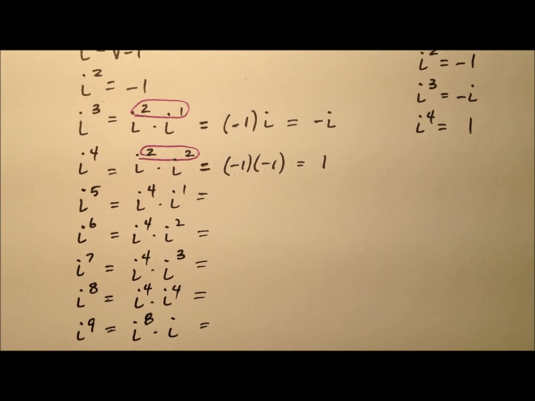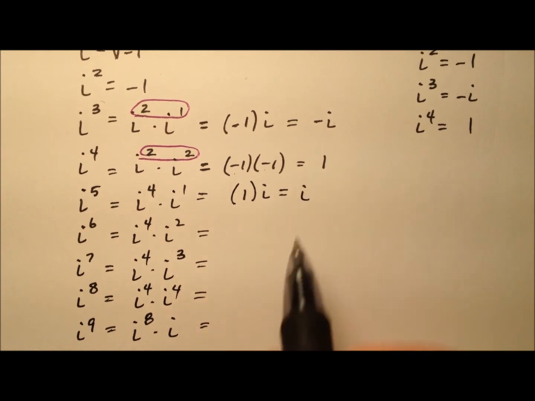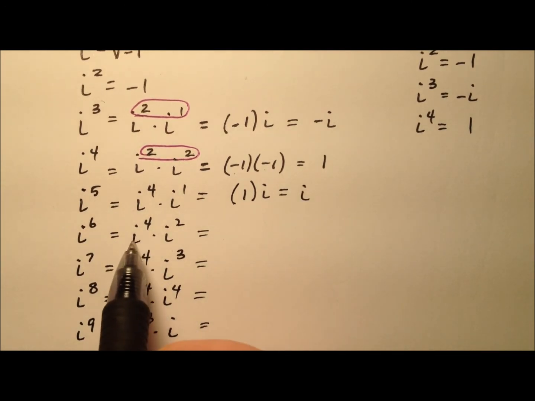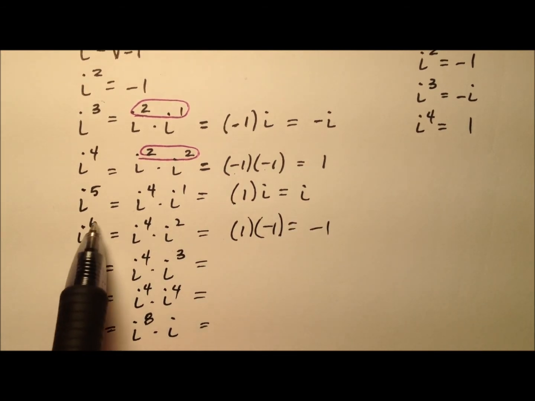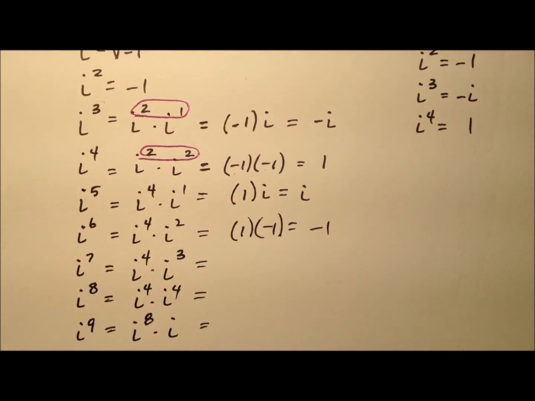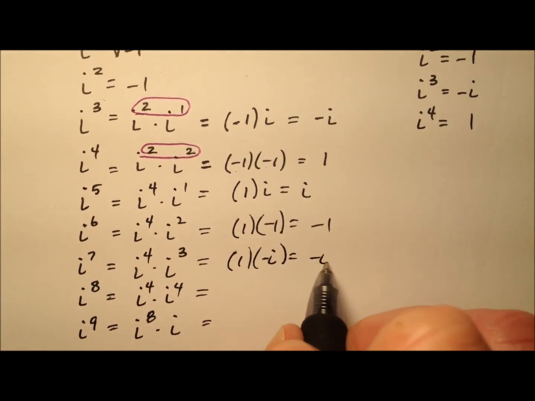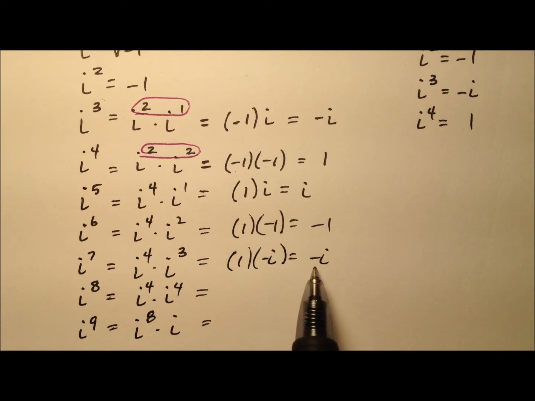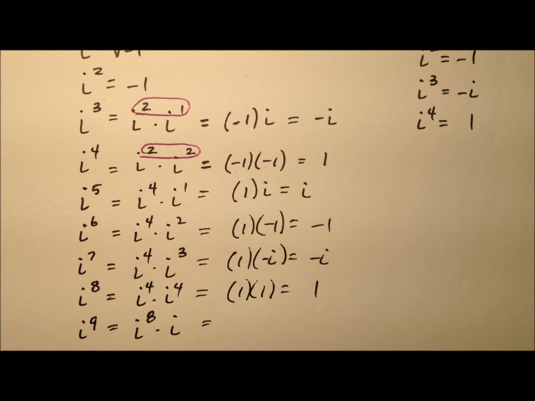And so let's see what this comes out to be. So i to the 4th is 1. So 1 times i is i. So i to the 4th is 1. i squared is -1. So i to the 6th simplifies down to -1. So i to the 4th is 1. i cubed is -i. So i to the 7th is -i. i to the 4th, well, we have that twice, and they're both just 1, so 1 times 1 is 1. And finally, i to the 8th, which we just did, is 1, times i equals i.